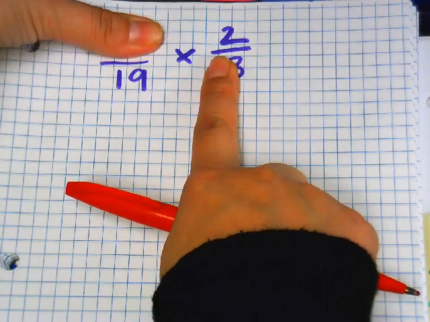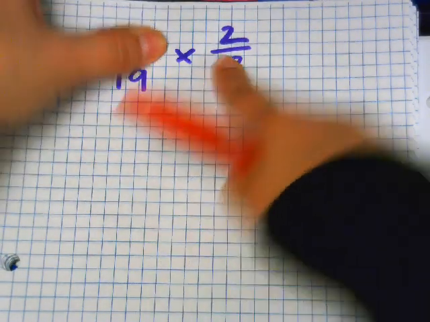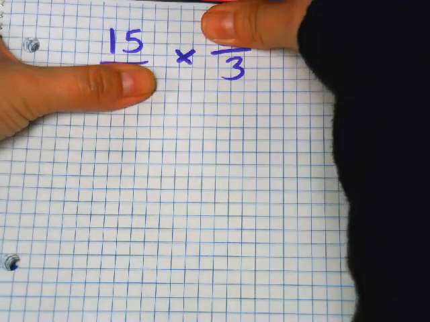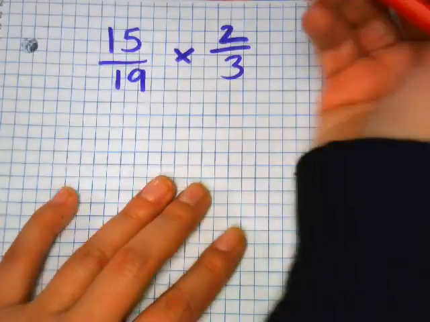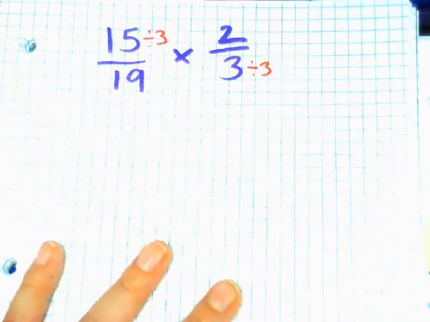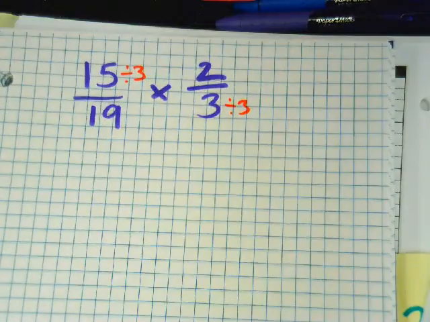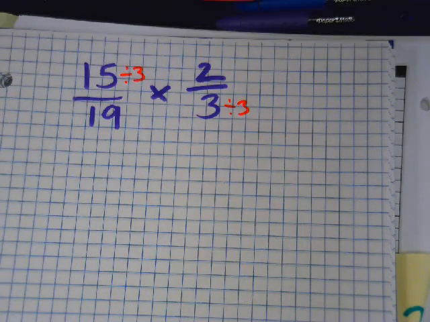19 and 2. Can I simplify 19 and 2? No. So switch the corners. 15 and 3. Can I simplify 15 and 3? Yes. What can I divide 15 and 3 by? 3. So that's what we're going to do. Divide by 3. Divide by 3. You're simplifying before you multiply straight across because no one wants to deal with 19 and 3.